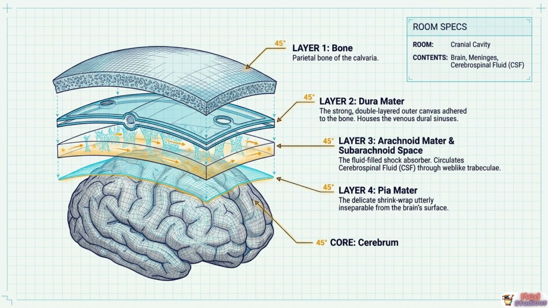Layer 1 is the bone itself, such as the parietal bone of the calvaria. Layer 2 is the dura mater, a strong, double-layered outer canvas adhered to the bone that houses the venous dural sinuses. Layer 3 is the arachnoid mater and subarachnoid space, a fluid-filled shock absorber that circulates cerebrospinal fluid through web-like trabeculae. Finally, layer 4 is the pia mater, a delicate shrink wrap utterly inseparable from the cerebrum surface. Together, these nested layers provide the ultimate shock-absorbing protection for the brain.